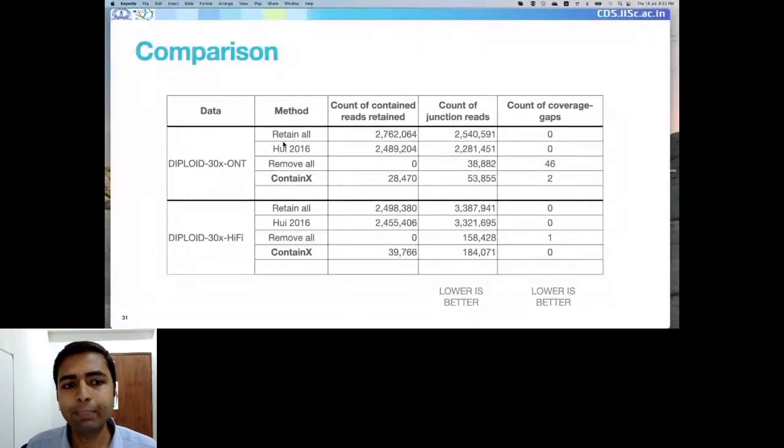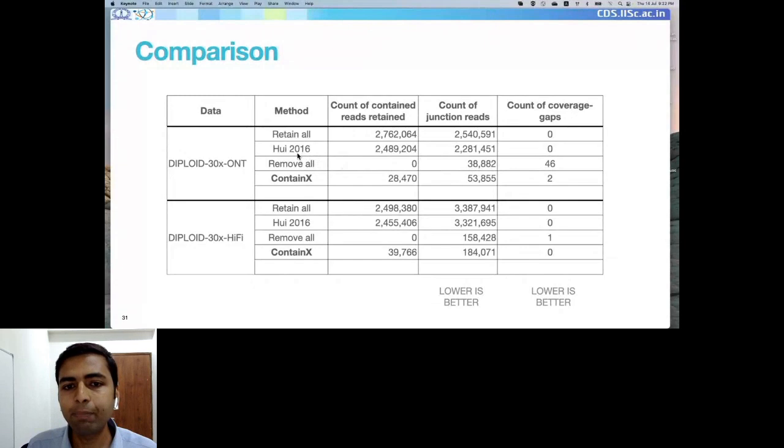As we would expect, the retain all method would of course retain all the contained reads, and the count of coverage gaps caused will be 0. But if you look at the graph, the count of junction reads is massive. This means that the graph has become very ambiguous by retaining all the contained reads. Similarly, if you look at the remove all heuristic, then of course all the coverage gaps are introduced, and the graph is simpler because the number of junction reads is much less.